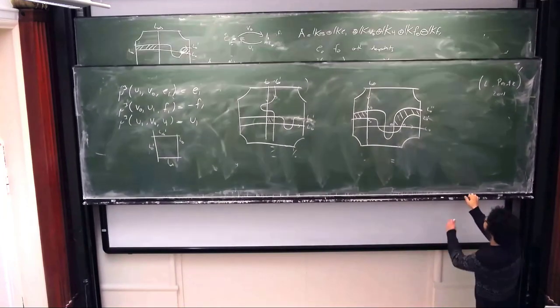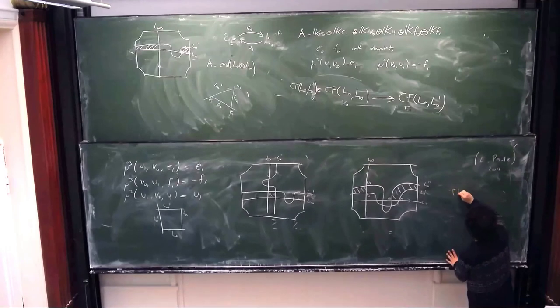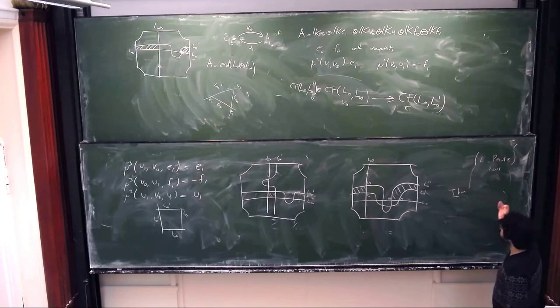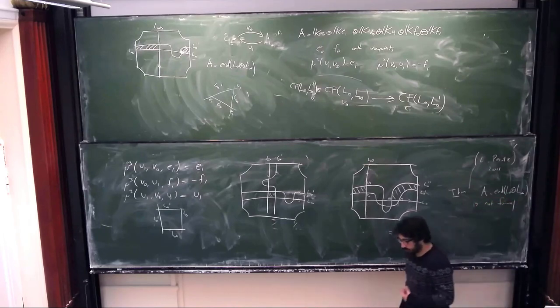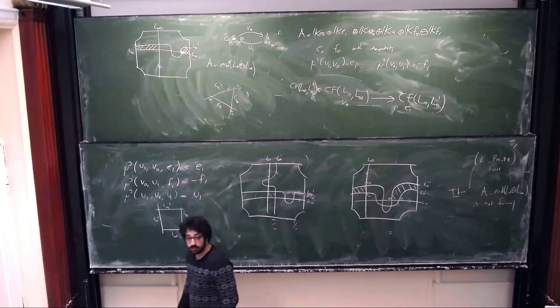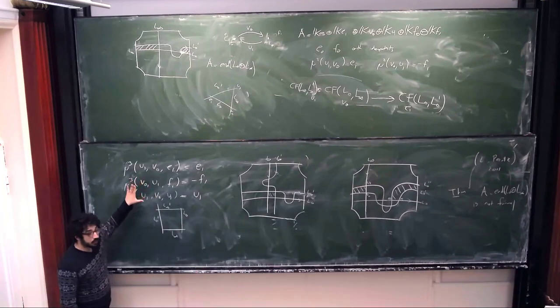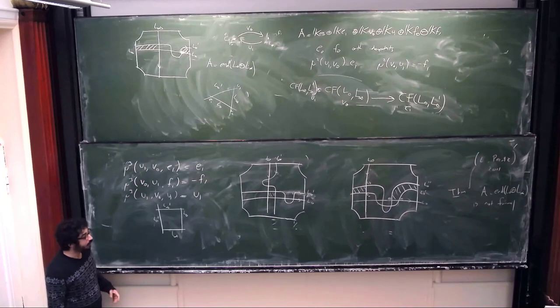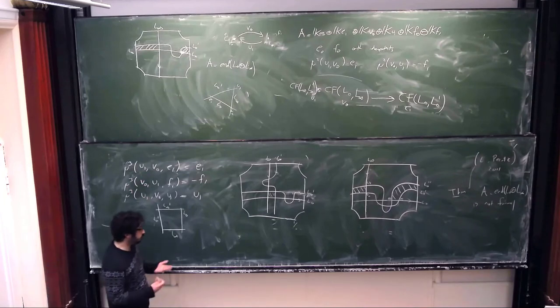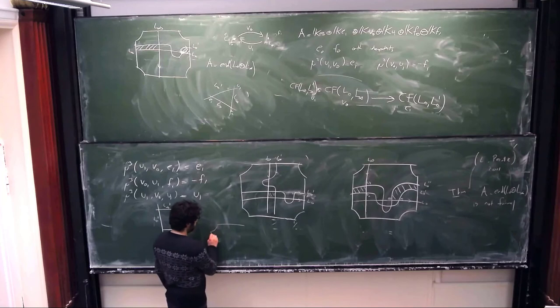This is a kind of surprising theorem that we proved: this infinity algebra that I wrote, this A, is not formal. In other words, it's not quasi-isomorphic to its cohomology. So these higher products are there for a good reason.